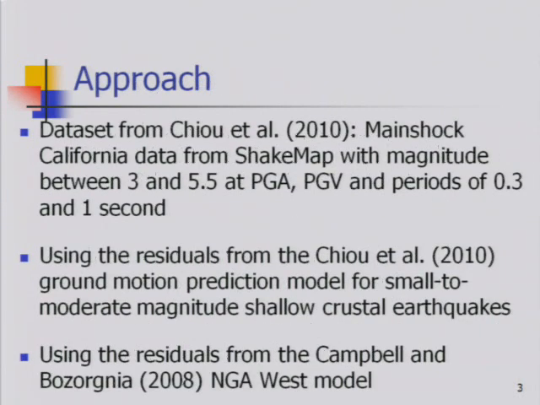For this analysis, we used a data set from the Chiou et al. 2010 model that is going to be published later on this year. This data set consists of main shock California data with magnitude between 3 and 5.5 at 4 periods: peak ground acceleration, peak ground velocity, and periods of 0.3 and 1 second. Using this data set, we analyzed the standard deviations for two models, the Chiou et al. 2010 ground motion prediction model for small to moderate magnitude earthquakes, and the Campbell and Bozorgnia 2008 NGA West model.